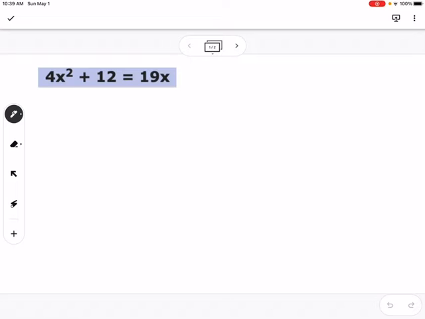The first thing I hope you noticed is that this should be equal to 0 before we start factoring. And it's not right now, so we're going to have to subtract 19x from both sides. This just gets it in the format that we can start factoring.